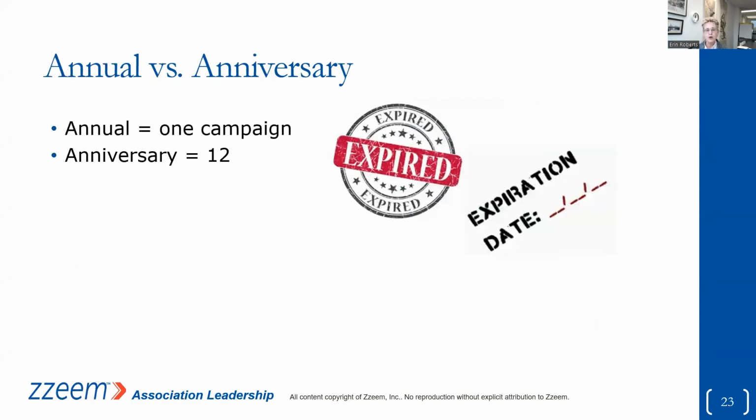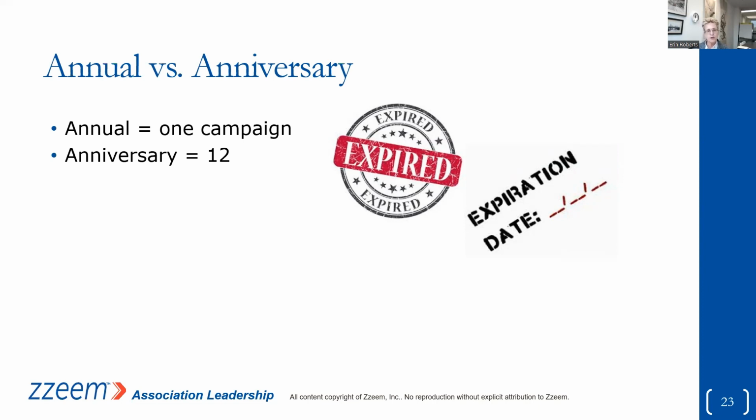Now, I just want to talk quickly about annual renewals versus anniversary renewals. If you've got a situation where everybody's membership expires at exactly the same time, that's an annual renewal. And for that, you put together one campaign every year, one single member renewal campaign, starts 60 days before, finishes 30 days after. It's going to take a lot of staff time during that period of time, and you're probably going to need to park some other things while you do that, but you only need to do it once a year.